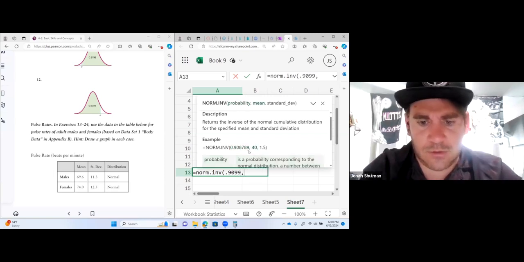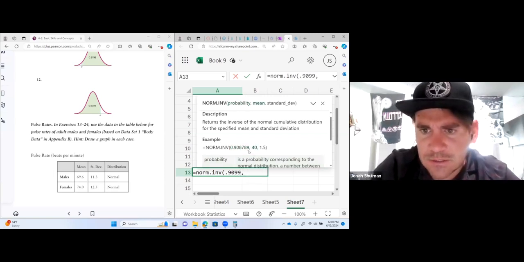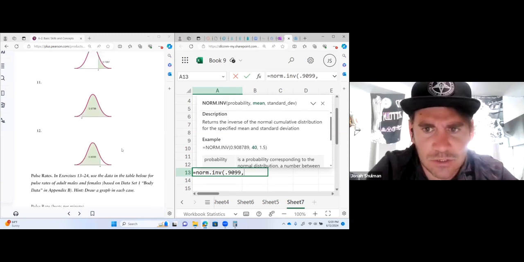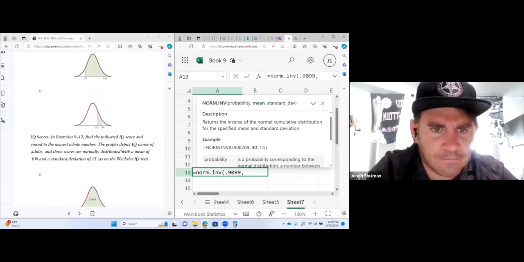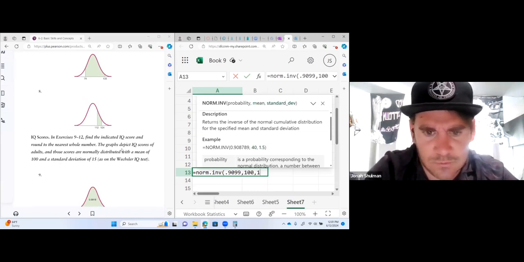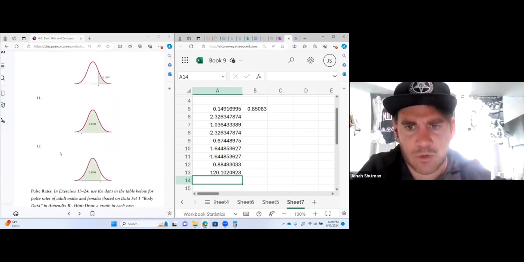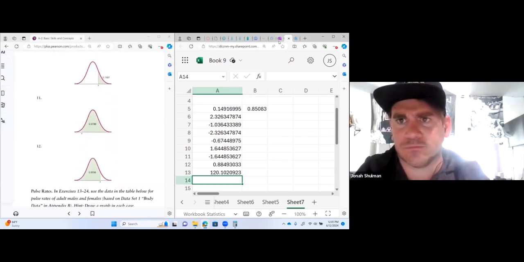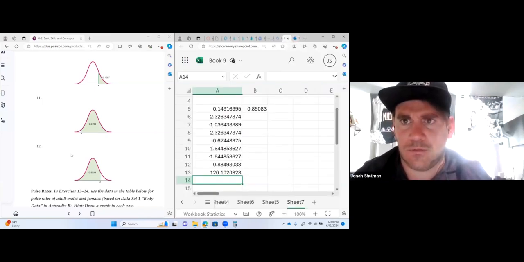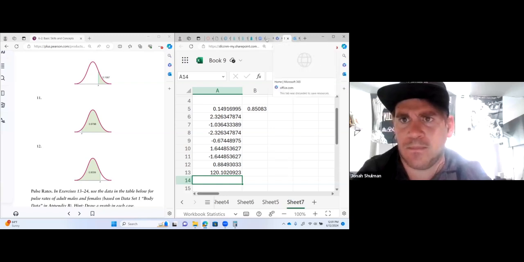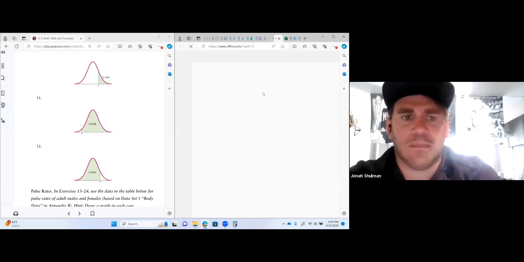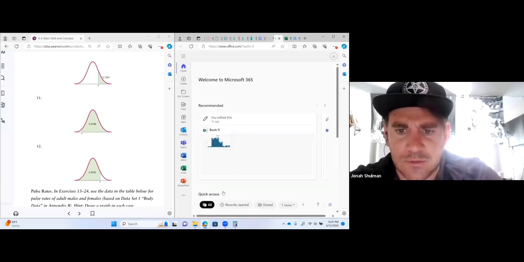0.9099, comma. Oh, we have the mean and the standard deviation, so I think we could just do it using this. The mean is 100, and the standard deviation is 15. I'll try it a couple ways. This says it's an IQ of 120.102. That's what this is telling us.